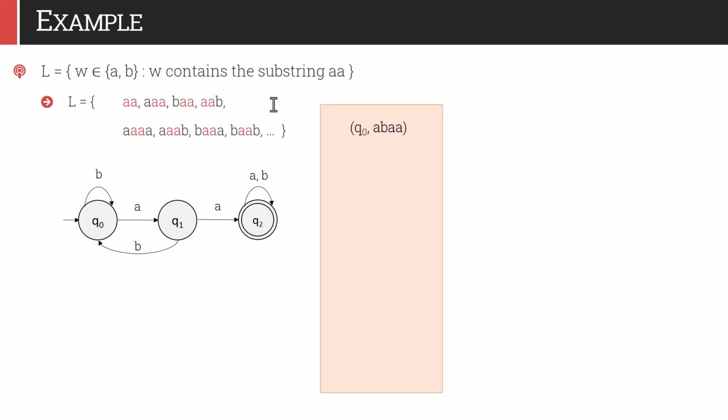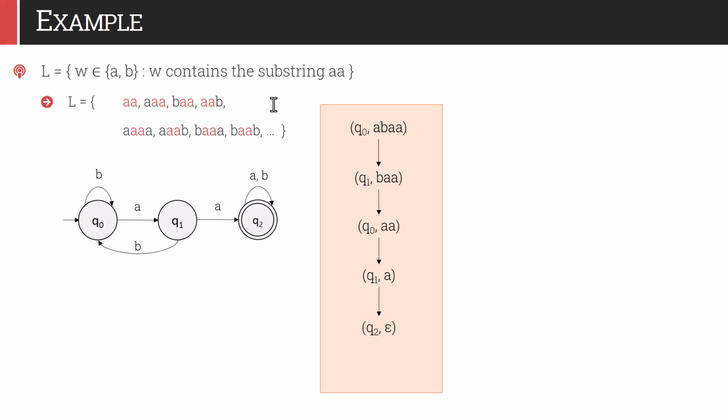Let us trace the string ABAA for this DFA. So initially we are in state Q0, the first input symbol is A. So that transition will lead us to state Q1, as we can see in the transition diagram, and A is consumed. So now we are in state Q1, the input symbol is B. So on reading B from Q1, we are moving to state Q0. From state Q0, if we read A, we are going to state Q1. From Q1, if we read A, then we are moving to Q2.